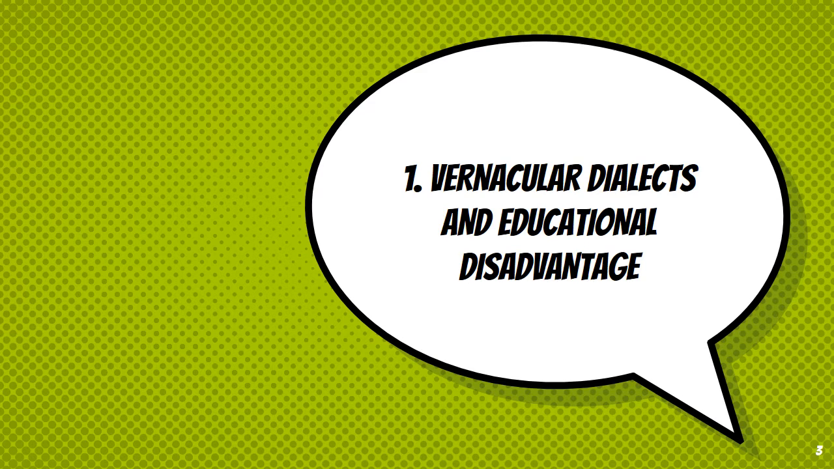With the first section, which is vernacular dialects and educational disadvantage, how vernacular dialects can affect children's education. But remember that we will always be comparing these two classes of children, which are middle class children and working class children. There are three main ideas for this section.